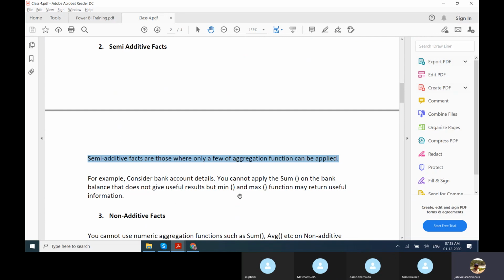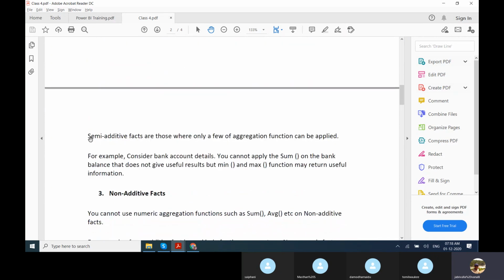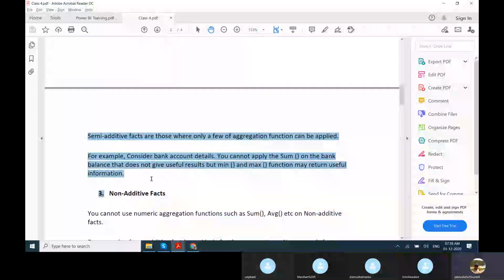But you can use minimum and maximum: we can find out the minimum transaction we have done, the maximum transaction we have done, and the average balance we maintained in the account. Those calculations may be useful and will be supported. So bank balance is an example of semi-additive facts. It supports only a few aggregation functions, and a few aggregation functions are not supported.